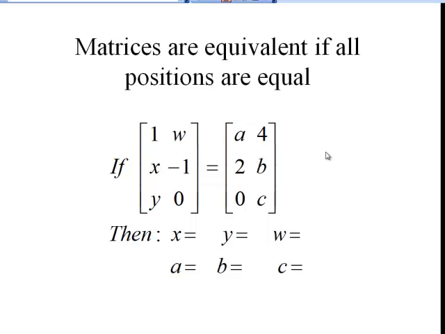Now, matrices are equivalent if all the pieces match up. So if A has to be 1, W has to be 4, X has to be 2, B has to be -1, Y has to be 0, and C has to be 0, because those are the places that match up. So again, X is 2, Y is 0, and W is 4. And then the ABCs: A goes back to 1, B goes back to -1, and C goes back to 0.